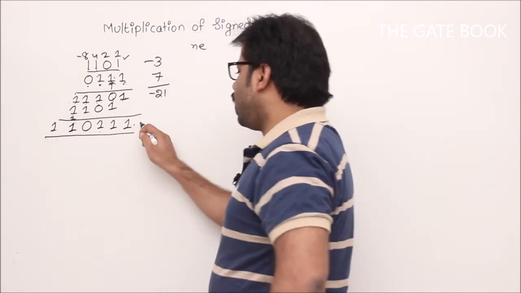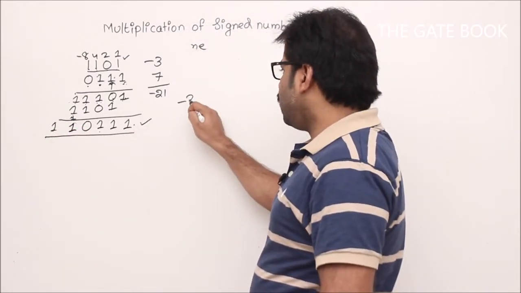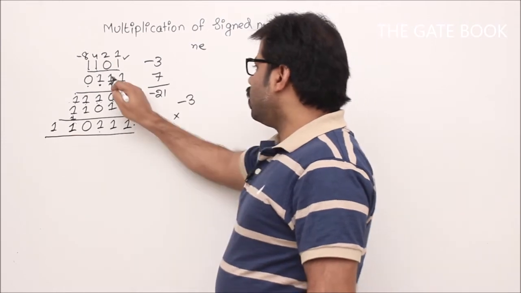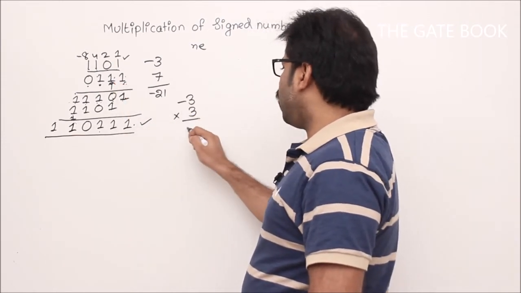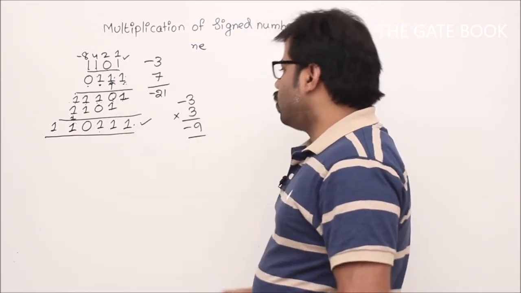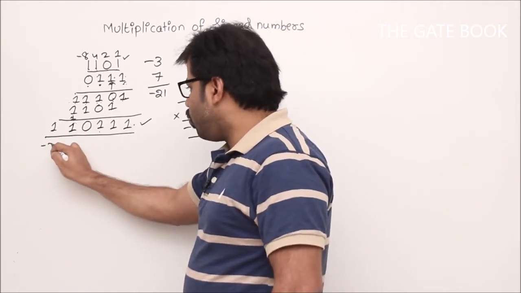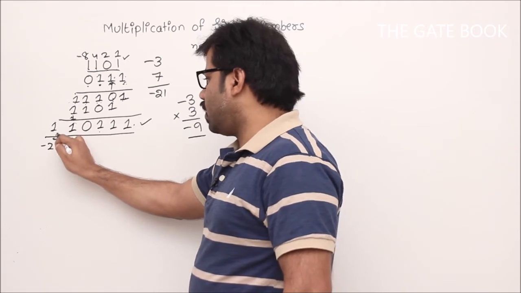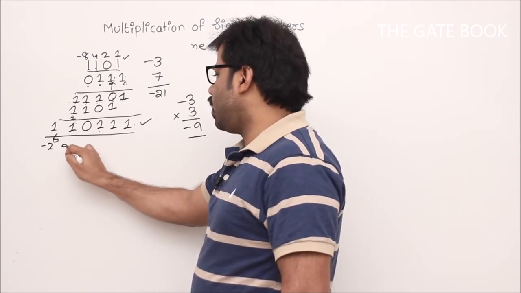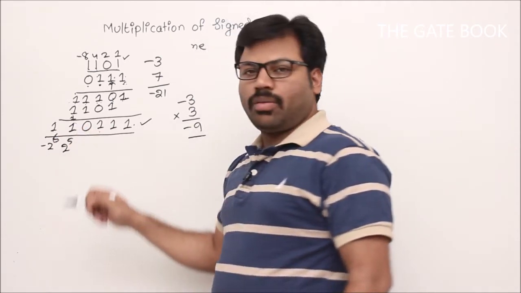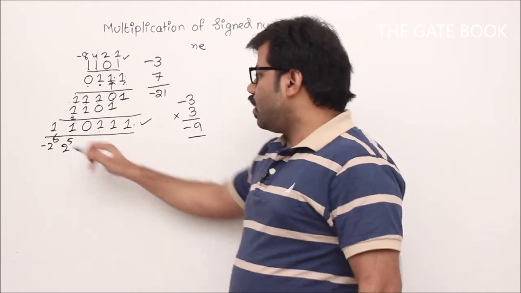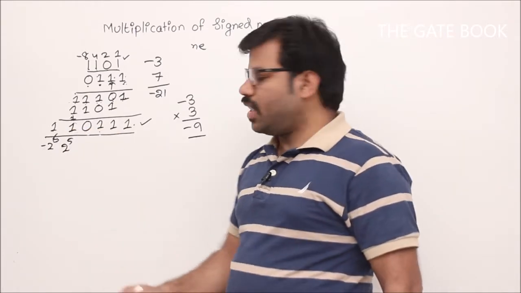Let us cross-check whether it is correct or not. So far what I did is I did minus 3 into plus 3. Minus 3 into 3 is what? Minus 9, correct? So is it minus 9 or not? We will see. So minus 2 power 6, this is 6 I think, right? This is plus 2 power 5. You know 2's complement conversion, right? Given a 2's complement number, what is the decimal equivalent?